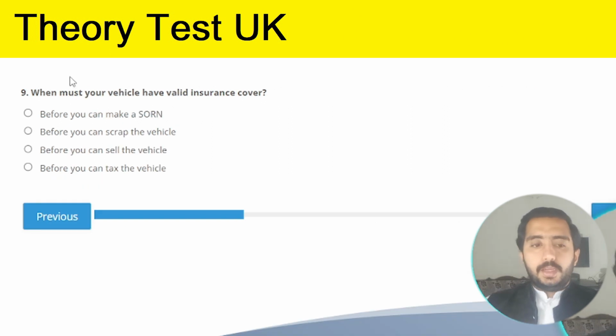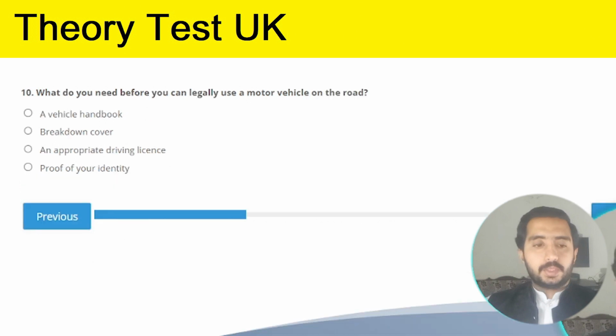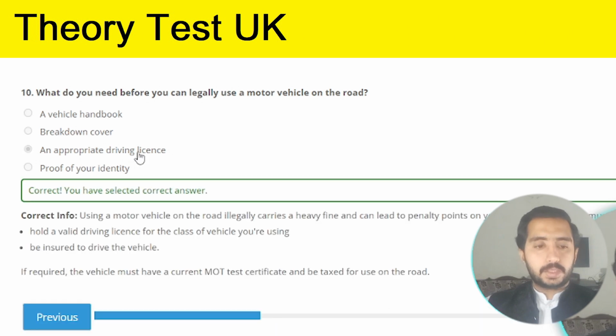Question number 9. When must your vehicle have valid insurance cover? The correct option is before you can tax the vehicle. Option D is the correct one. Next question. Question number 10. What do you need before you can legally use a motor vehicle on the road? The correct option is an appropriate driving license. Option C is the correct one.